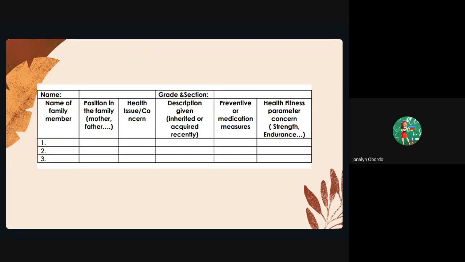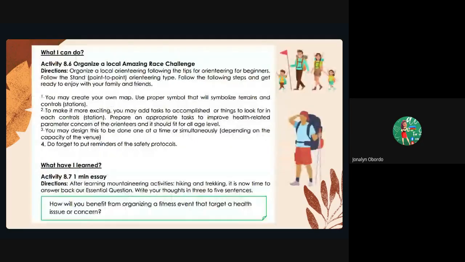Okay? And once you're done with this, maybe it's high time for you to organize a local amazing race challenge. O, di ba? Local. Ibig sabihin, version kung saan pwedeng gawin lamang ng inyong pamilya sa loob hanggang sa pinakamalapit na labas ng inyong bahay. Now, yung task mo is to really organize a local orienteering activity following the tips for orienteering for beginners na binigay ko sa inyo kanina.